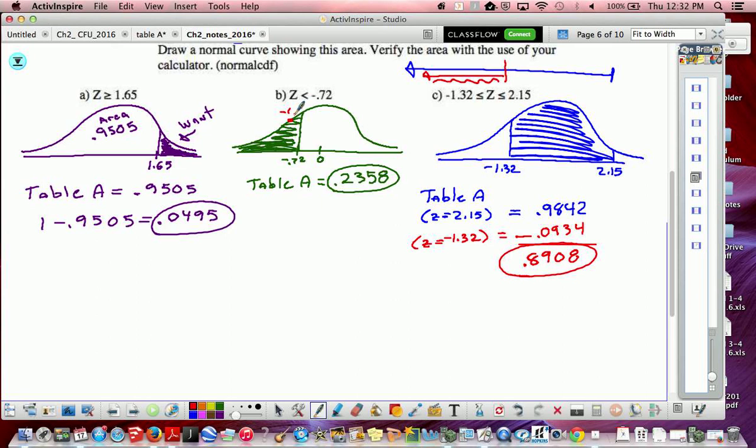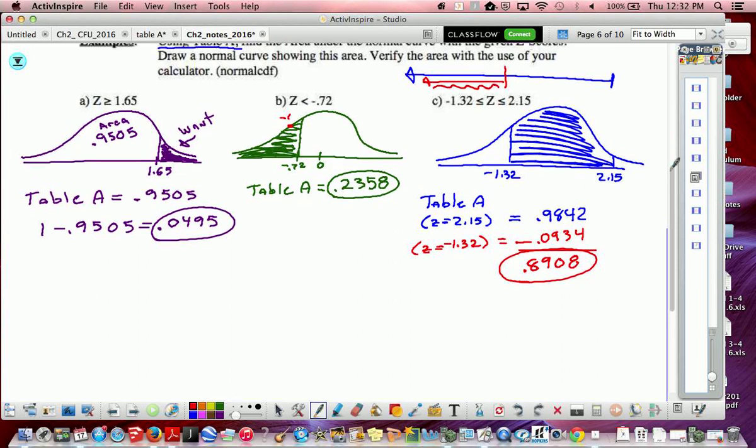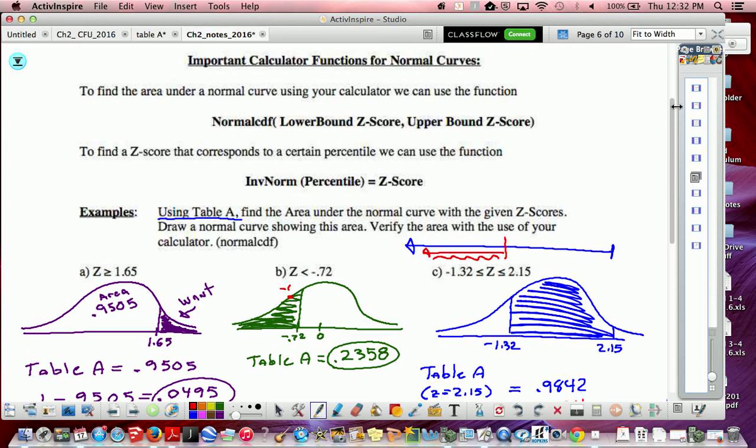Alright, so now, here's the nice thing. Table A is wonderful, and I like to use Table A quite a bit. However, technology these days is really nice. And there is a command that you can do on your calculator to find these areas, and that command is called normal CDF. To get to it, we use these keystrokes. Second vars, number 2.